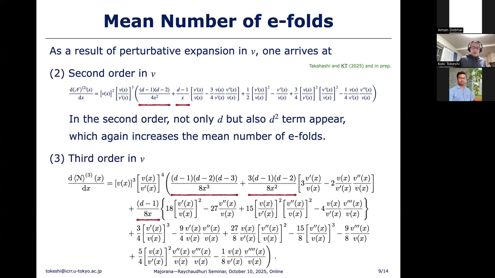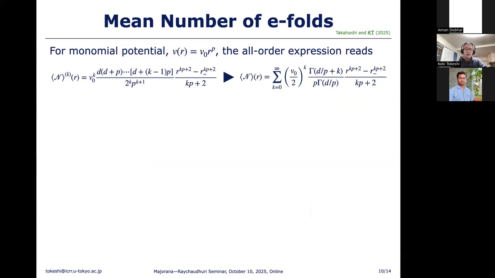So this kind of perturbative expansion in the small noise regime can be, in principle, performed in an arbitrary order, but without specifying the concrete expression for the potential, the expression becomes more and more complicated when you go to higher and higher order. So here I'm restricting myself to the monomial potential, in which the potential is determined solely by some power of the absolute value of the field. And in this case, we can derive the all-order expression for the mean number of e-folds.